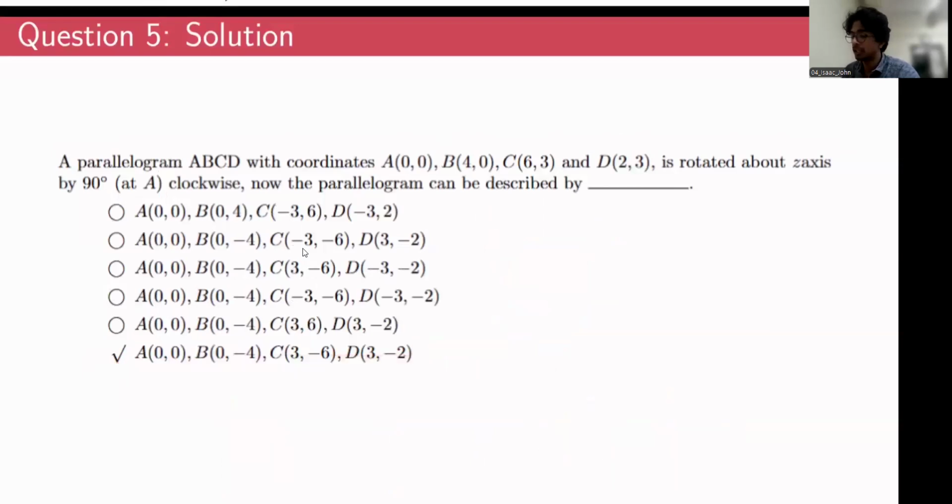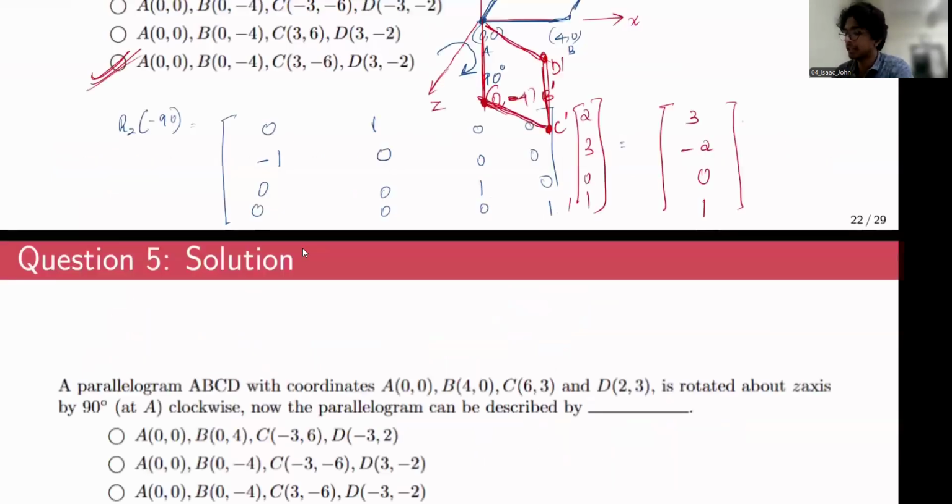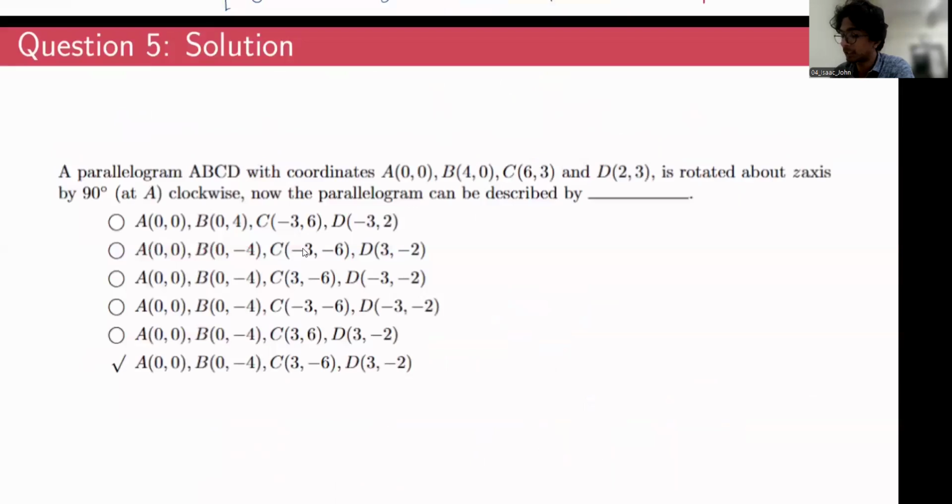You can also do this, even without a transformation matrix. You can still find out by just using a rotation matrix, cos theta, minus sine theta, cos theta, 0, 0, 0, 0, 1. You can multiply this with the position vector as well.